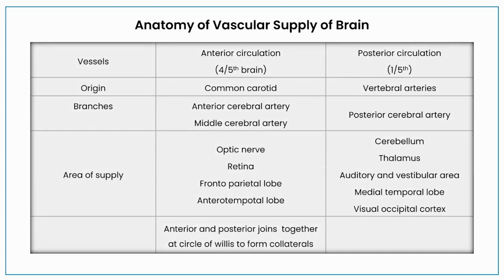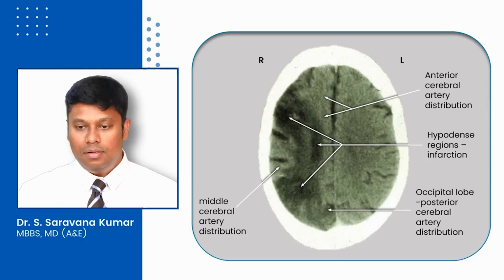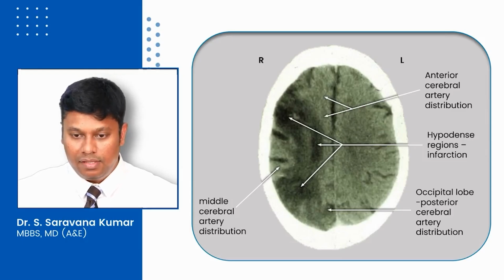Apart from the anatomical region, we should also understand the basic blood supply of the brain. As you can see, the anterior circulation is by the common carotid artery and it branches into the anterior cerebral artery and middle cerebral artery. The posterior circulation is by the vertebral arteries and through the posterior cerebral artery. Look at the image here, a very simple and clear image.